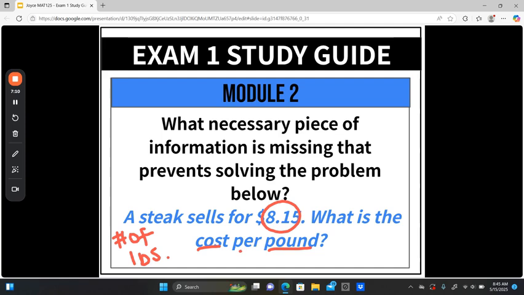And when it says per, that's a word indicator that we would be dividing. So we would take the cost of the steak divided by the number of pounds that they bought.